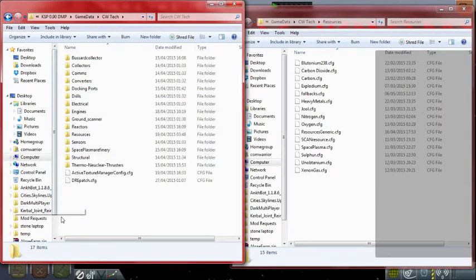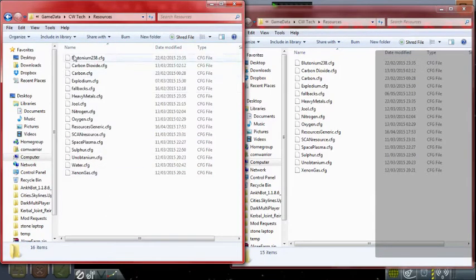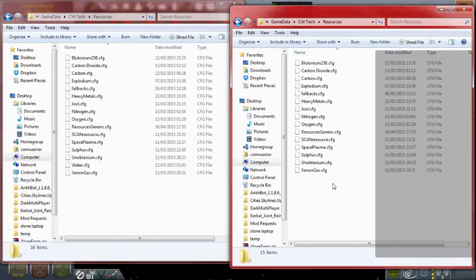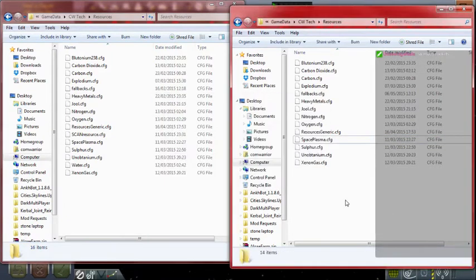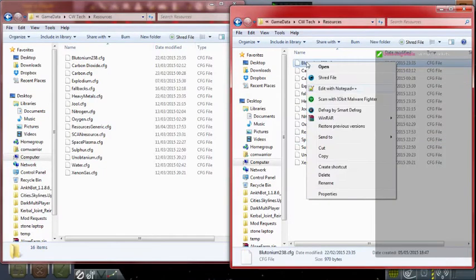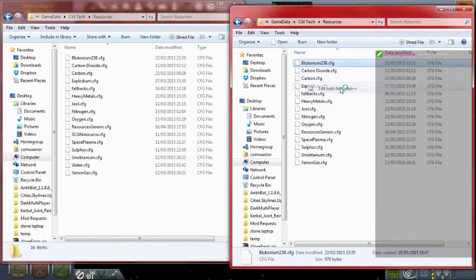So, that is the 0.9 config pack for CW Tech, which has to be converted over. Joy. Again, going into resources, there we are, there's all the originals. Don't need that one. So now we've got all of these, and all of these need to be converted. So let's take a look at plutonium.